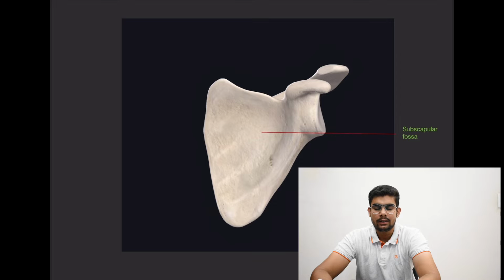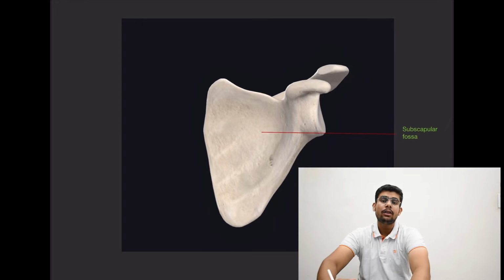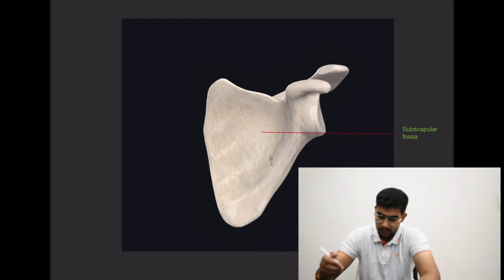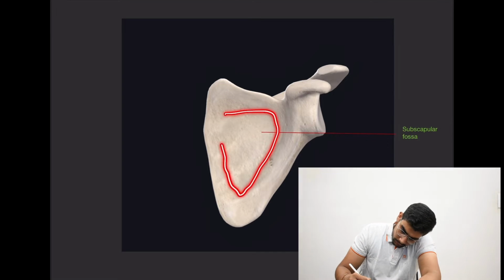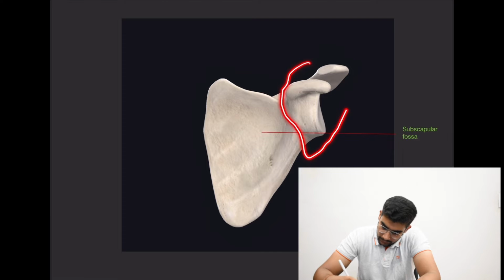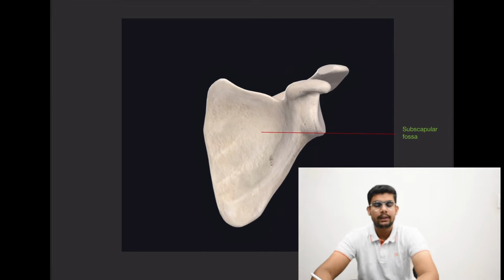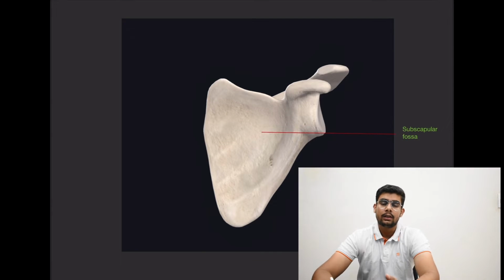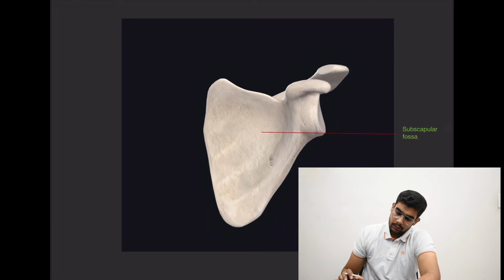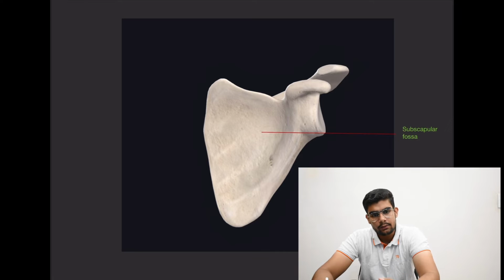Now we will learn about the anterior surface. As I already told you, the anterior surface is fairly plain and consists of only one main structure, that is subscapular fossa, which is this indentation shown here. As we all know, there is one very important angle in the scapula, that is the lateral angle, as it is the place where humerus articulates with scapula to form the shoulder joint. It also has various important structures which we will learn now.